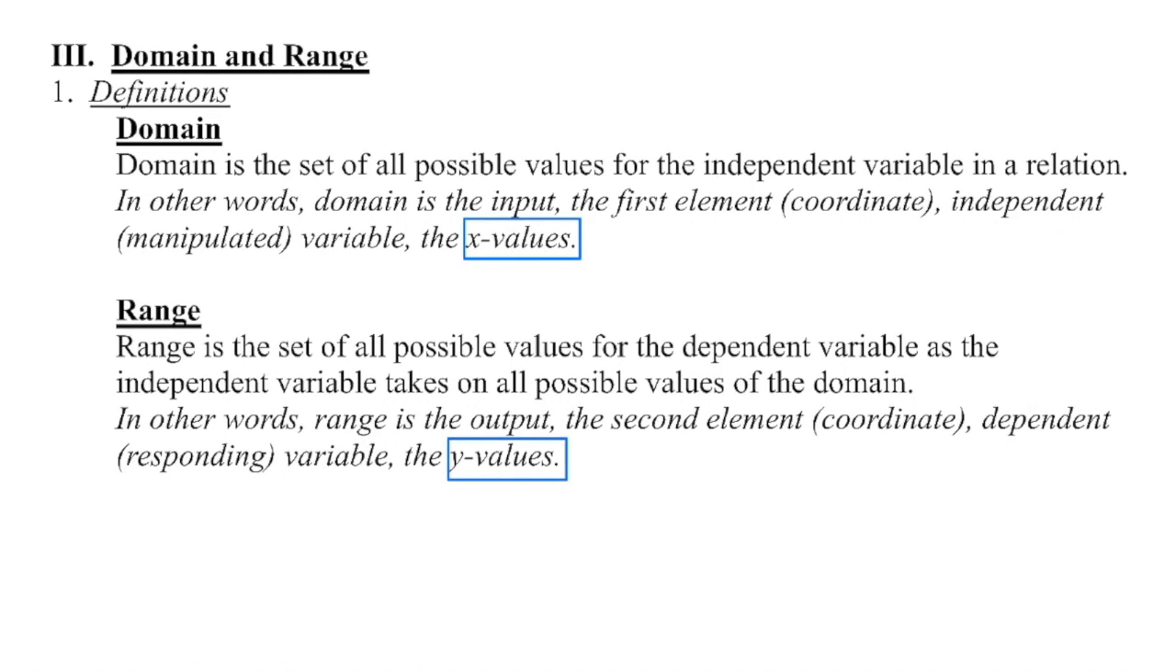In the beginning, one way to remember which is to think domain, D comes before R in the alphabet, just like X comes before Y in the alphabet. So domain goes with X values, whereas range goes with Y values.